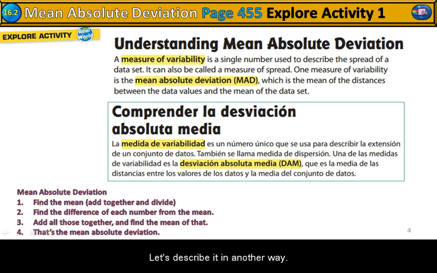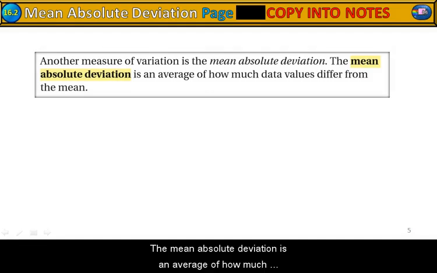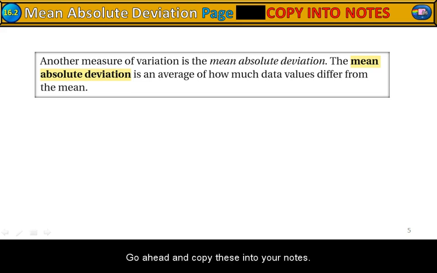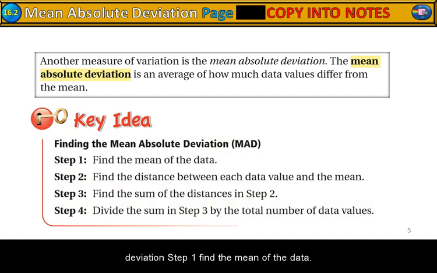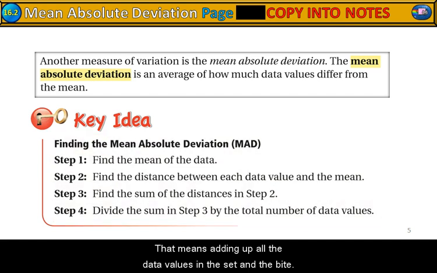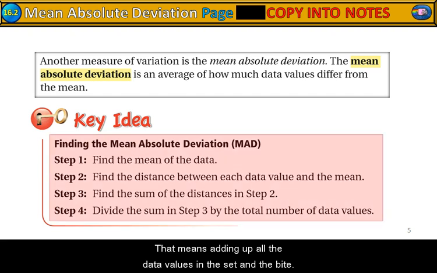Let's describe it in another way. The mean absolute deviation is an average of how much data values differ from the mean. Go ahead and copy these into your notes. The key ideas to find the mean absolute deviation are: Step 1, find the mean of the data. That means adding up all the data values in the set and dividing.